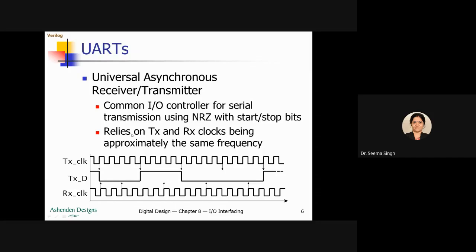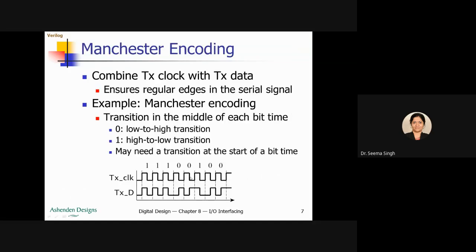it depends upon the transmitter and receiver clock, and both have to be approximately of the same frequency. You can see here the transmitter clock is there, the receiver clock is there, and when the data is transmitted, it is transmitted synchronized with both clocks. So this is about UART. Next is Manchester coding. Again, this is something which you would have heard before also.